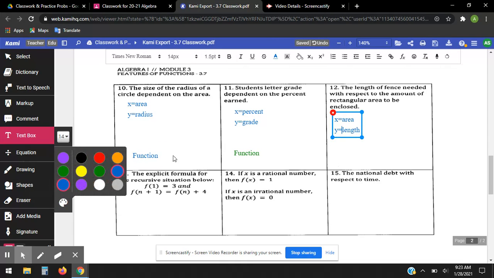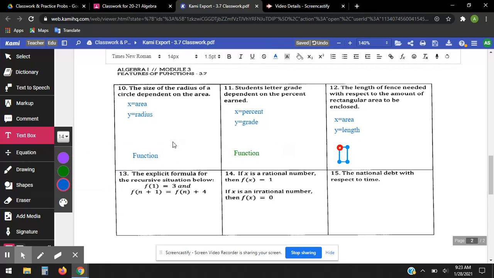Can I have more than one length? No, more than one area that gets the same different lengths. So let's think about this.